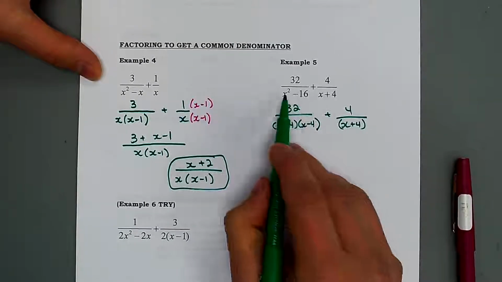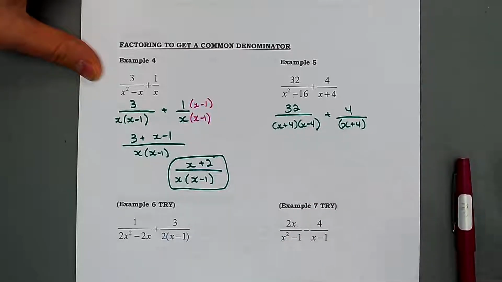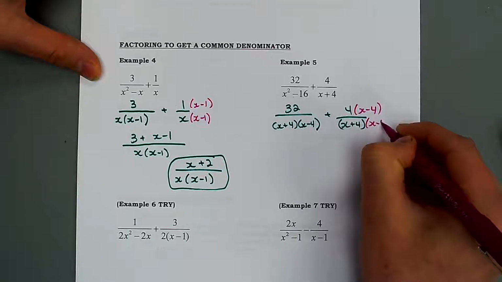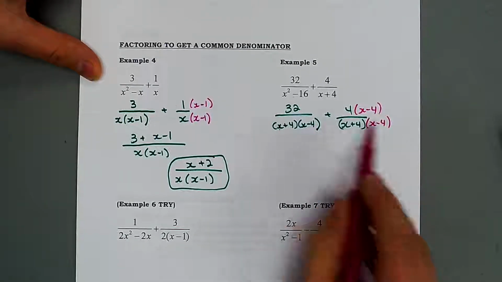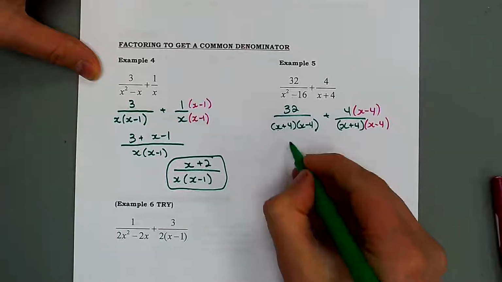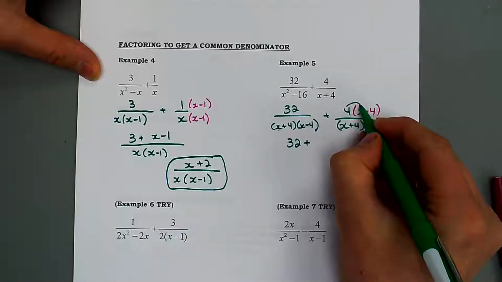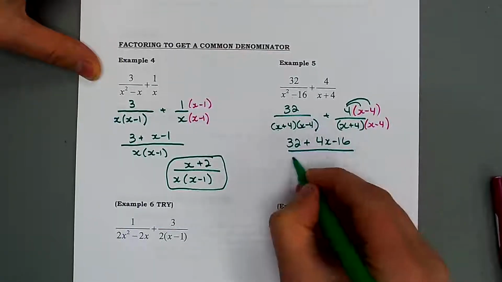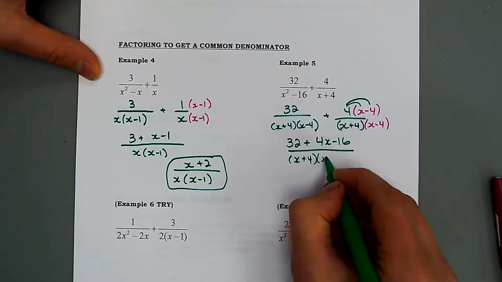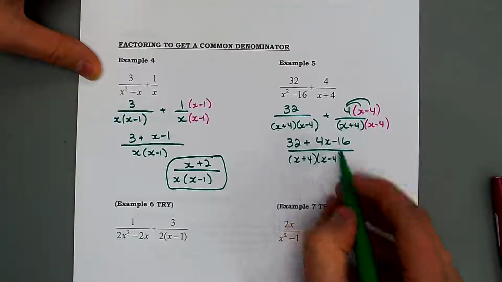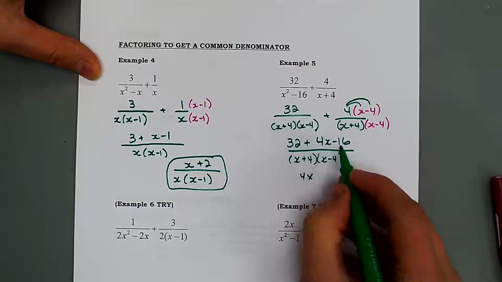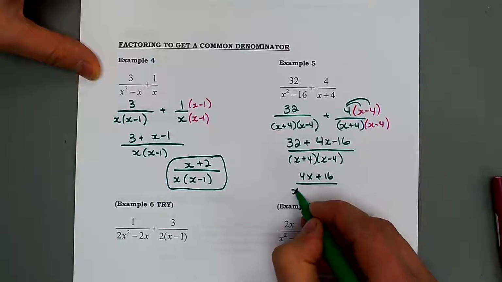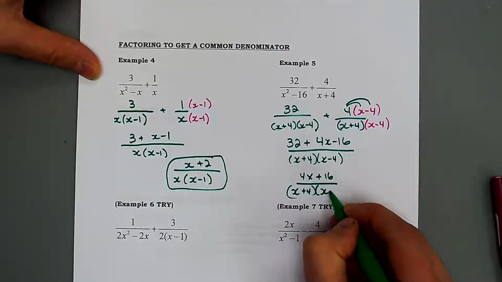Now it appears they were very different, but they actually share an x plus 4 and an x plus a 4. So if we introduce an x minus 4, top and bottom on the right side, we actually have a matching denominator. This gives us a 32 plus a 4x minus 16 on the top, and our matching x plus 4, x minus 4 on the bottom. And so we have a 4x. 32 minus 16 is a 16, all divided by an x plus 4 and an x minus 4.